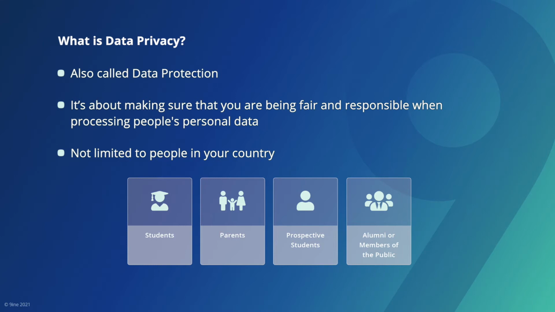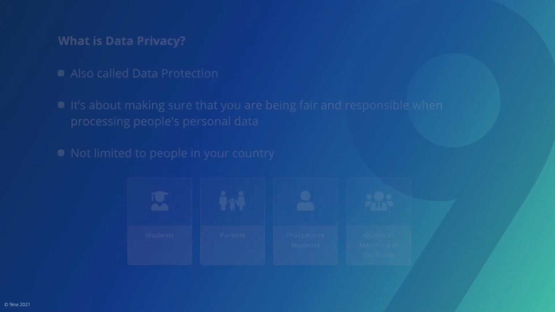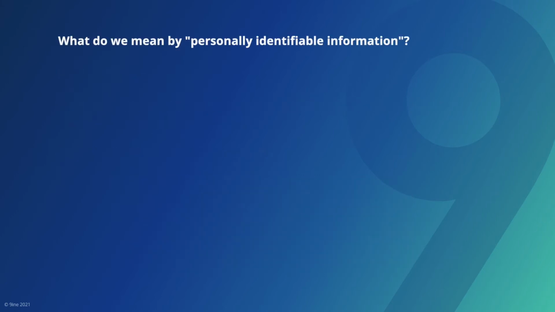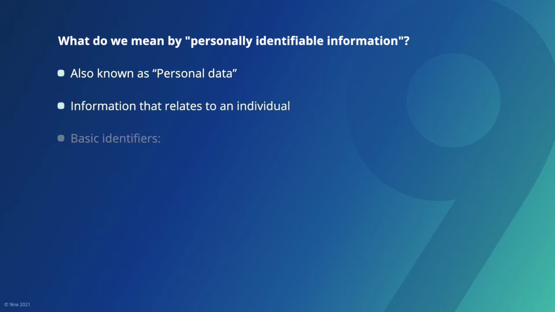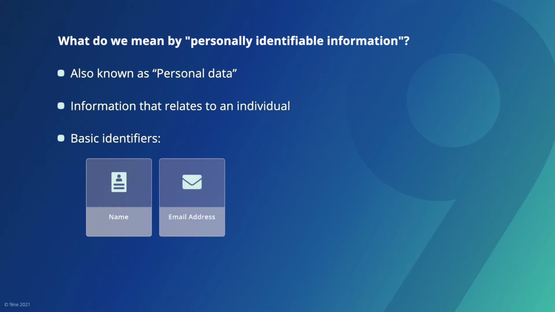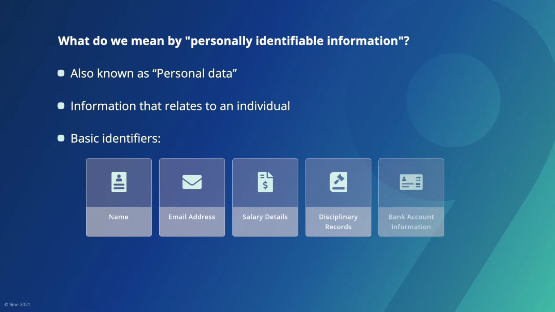Before continuing, let's define some common terms. First, what do we mean by personally identifiable information? Generally speaking, personally identifiable information, also called personal data, is information that relates to a specific individual. This covers basic identifiers such as name or email address, as well as more confidential information such as salary details, disciplinary records, or bank account information.